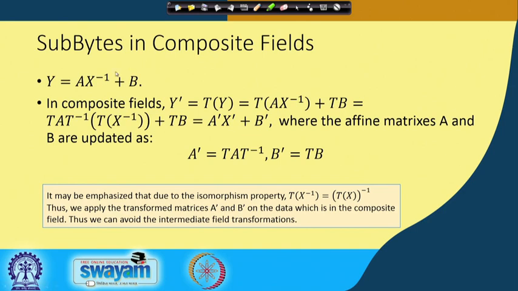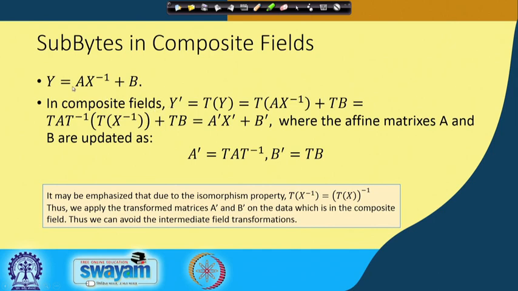Now, suppose it is not only the inverse that has been done in the composite field. What if I do the entire SubByte operation in composite field, that means along with the affine mapping? In that case, we have to slightly adjust the matrices A and B if we want to do the operation in composite field. How we do that is illustrated here.